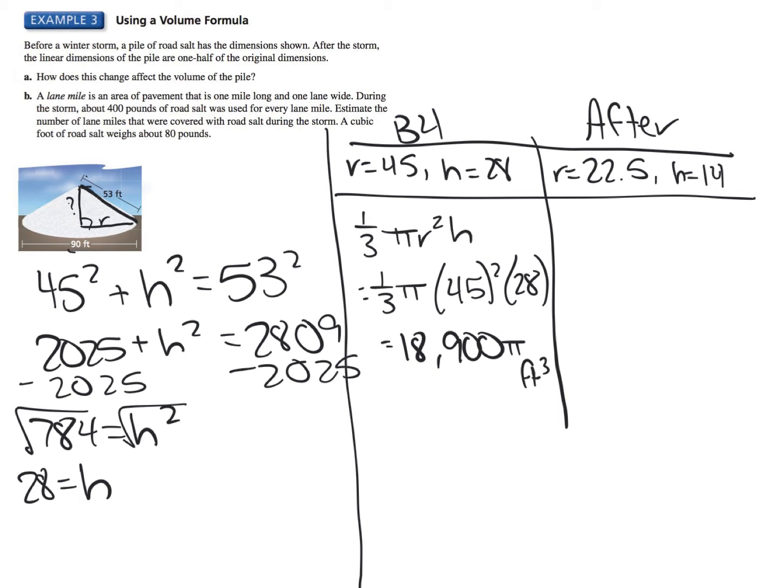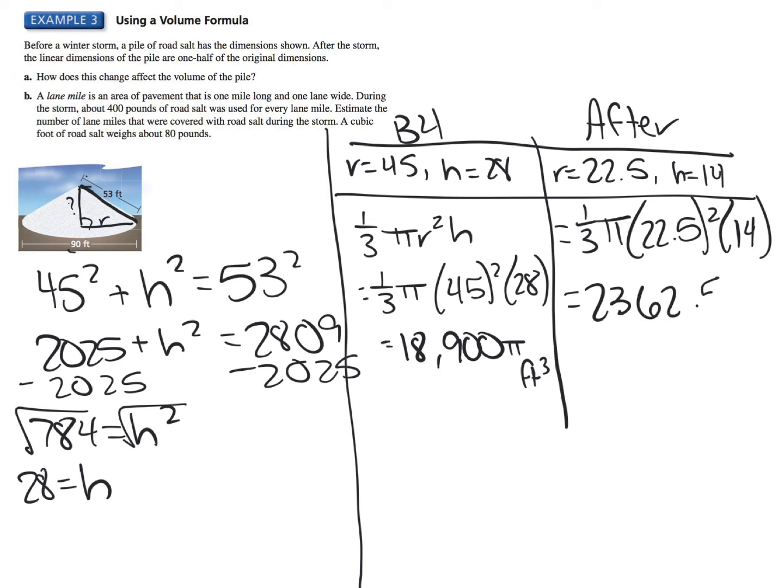All right, so that's the first one. Now the second one, literally all we have to do is use the volume formula again with our new dimensions, which are half. So 1/3 pi times 22.5 squared times 14. That is going to give us approximately, it's not going to be a whole number this time, 2,362.5 pi feet cubed.